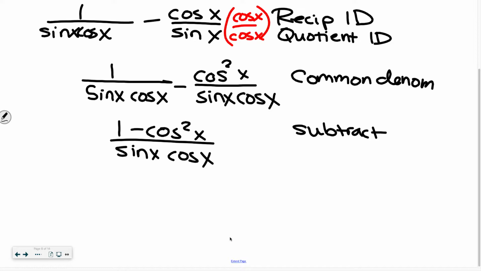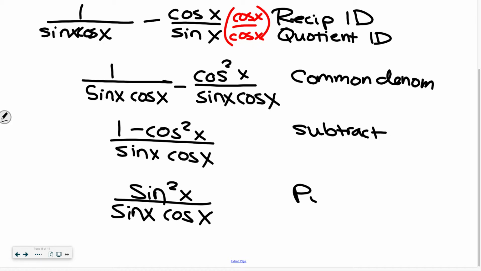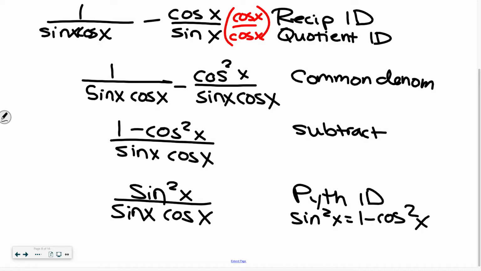Anytime I see cosine squared, I think about Pythagorean identities. And there's a 1. In your Pythagorean identity, 1 minus cosine squared is equal to sine squared. So we can replace that with sine squared x over sine x cosine x. I'm going to say Pythagorean identity, and I'm going to write that down. Sine squared x equals 1 minus cosine squared x. So you know where I got that: I subtracted the cosine squared from both sides.